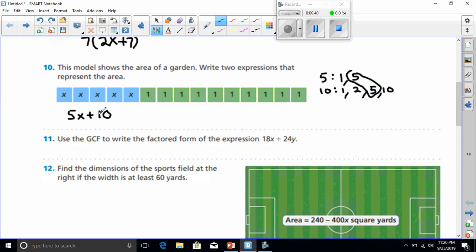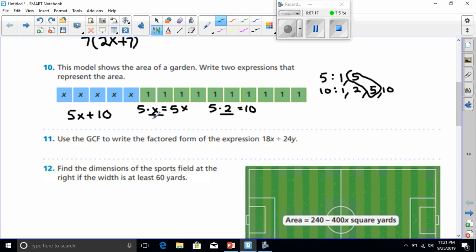So over here, we can say that we're going to factor out 5. And once again, I can say, well, 5 times something is going to equal 5x. I can also say that 5 times something is going to equal 10. Now, if we go ahead and do this, well, 5 times what gives me 5x? Well, that's going to be x. And 5 times what gives me 10? Well, that's 2.